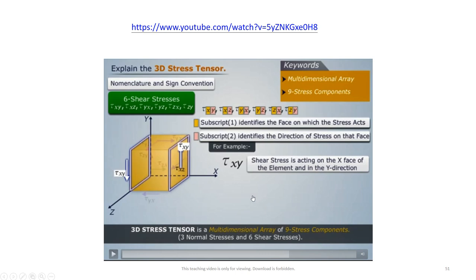So in tau xy, x is the face. The face belongs to x. Why does the face belong to x? It means the normal direction of the face is x. So the first subscript is for the face, and the y is the force. So the force is parallel to this direction, in the y direction.